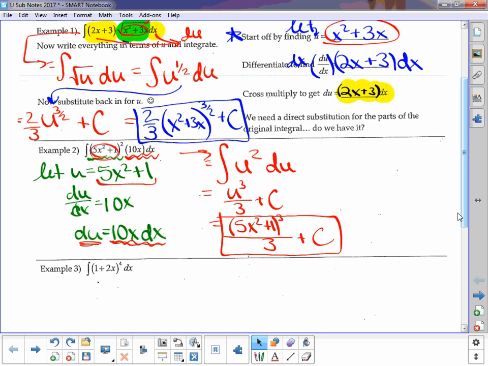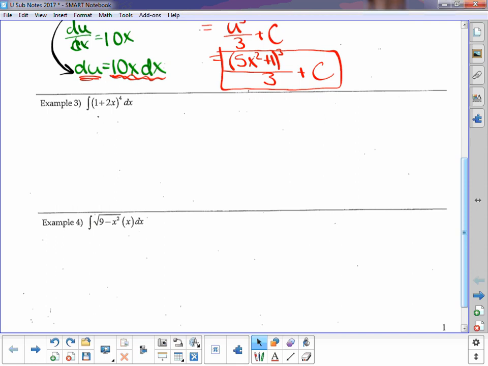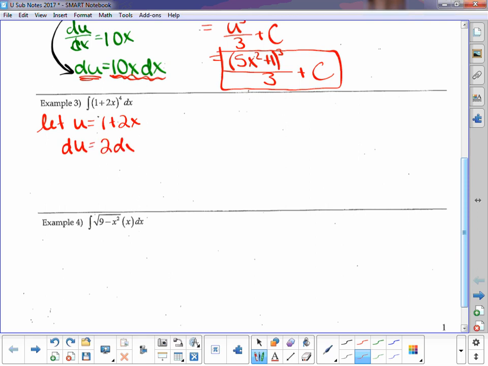Before we start example 3, are you guys okay with me just going from here to here? When we take our derivative of u, just writing dx on the end, because we're always going to multiply by dx at the end. So are you guys okay if I skip that step? All right. So example 3. Well, we don't really have a whole lot of options for you. What should we let u be? 1 plus 2x. So let u equal 1 plus 2x. So du would be 2 dx. Good there.